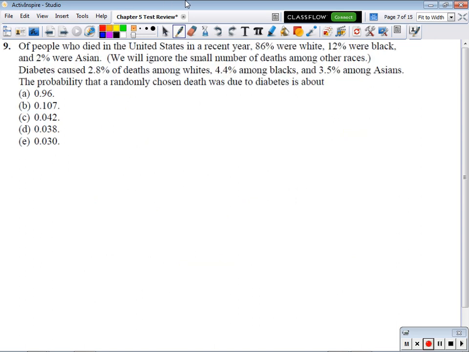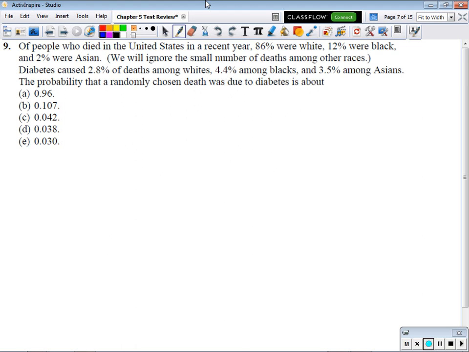For number 9, the question says, of people who died in the United States in a recent year, 86% were white, 12% were black, 2% were Asian. Diabetes caused 2.8% of deaths among whites, 4.4% among blacks, and 3.5% among Asians. The probability that a randomly chosen death was due to diabetes is about what?